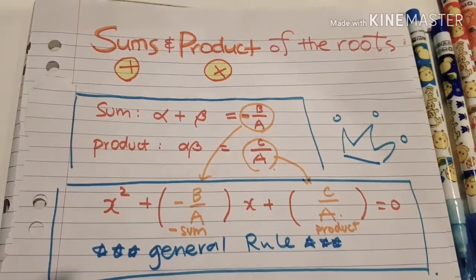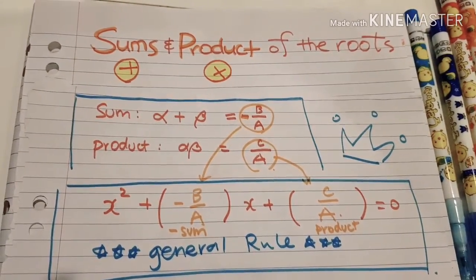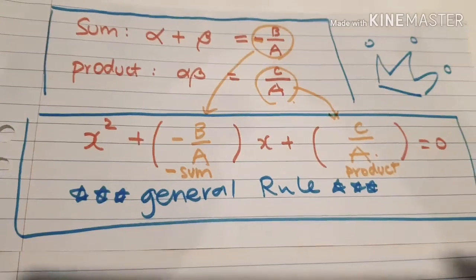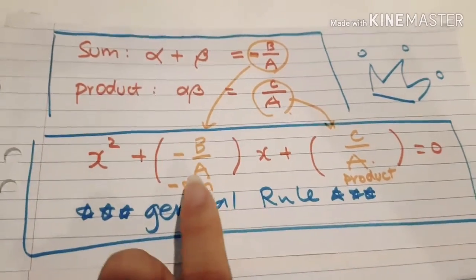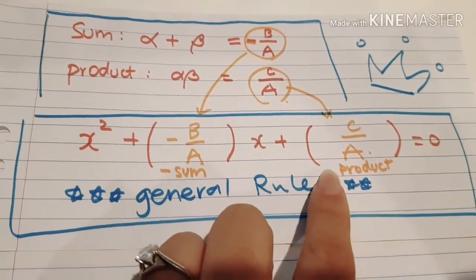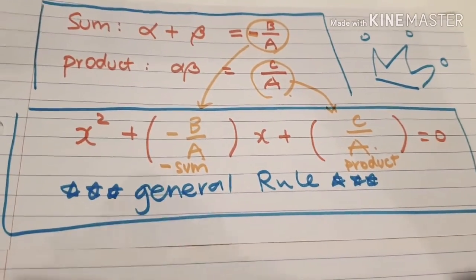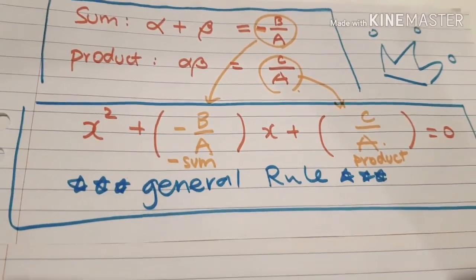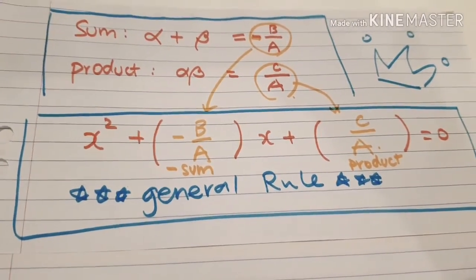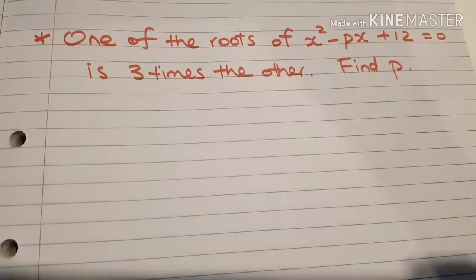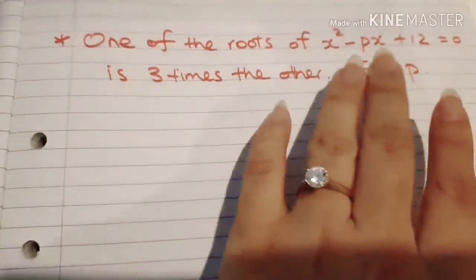Okay, today we're going to continue the sum and product of the roots. Last lesson, it was either this value or this value, which was unknown, and one of the roots was given. However, this time it's going to give us the relation of these two roots. Let's have a go at doing this one.